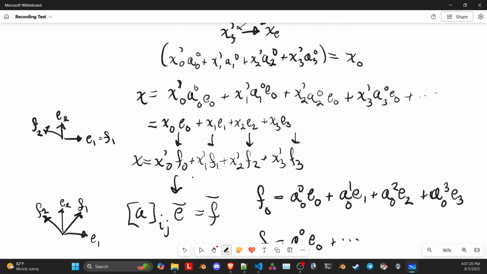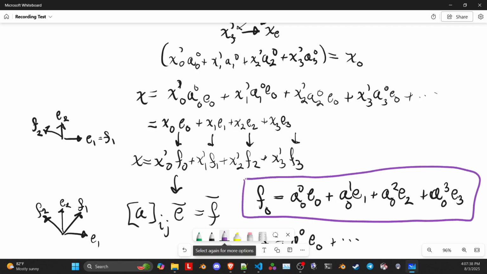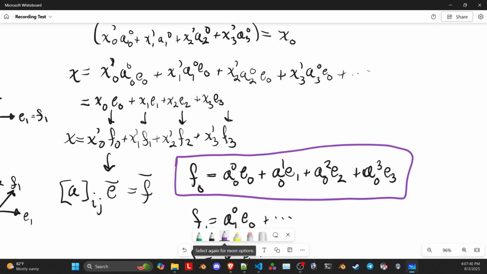Then each of the F's expands into a sum of the E's. Maybe I'll circle that. For example, F0 has this expansion into the E's, and so the lower index of the A represents which F you're producing, and the upper index represents which E you're acting on.